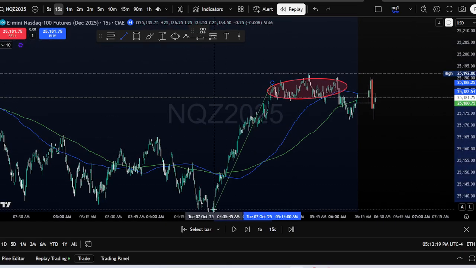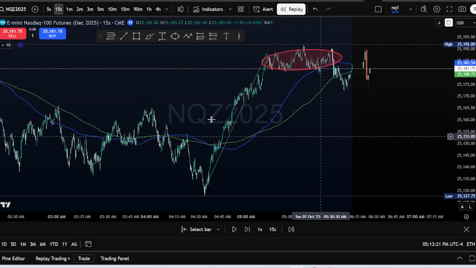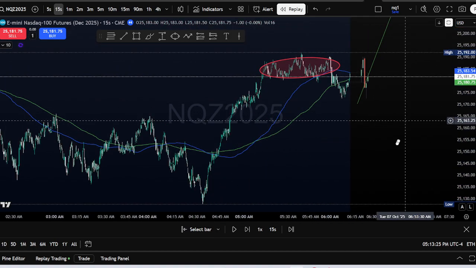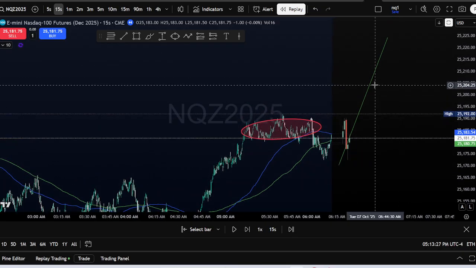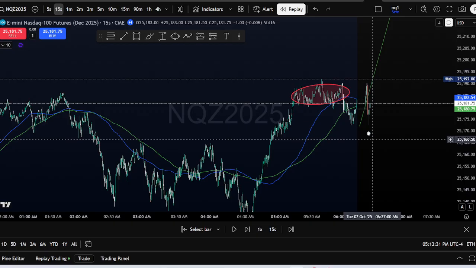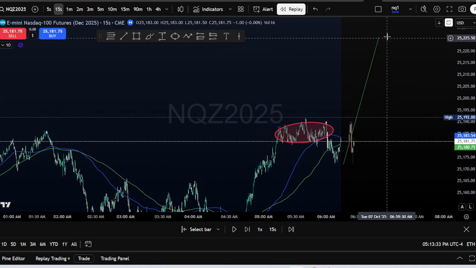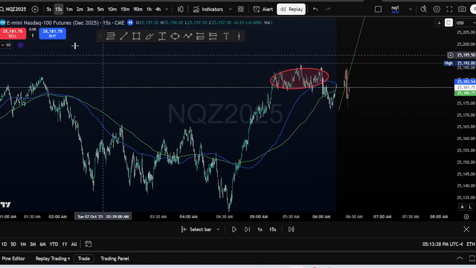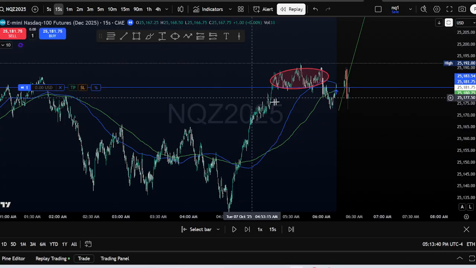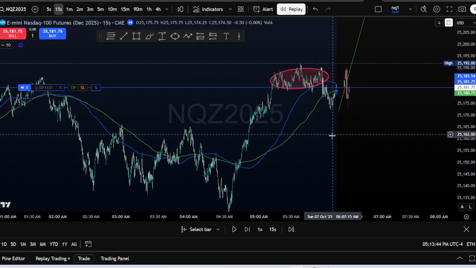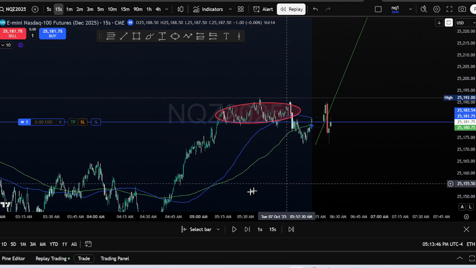So with this one, I would pull the leg that made it, put it at the low, and that's the projected move of where it should go if it plays out. I like that we had a good push up right after we took those lows.